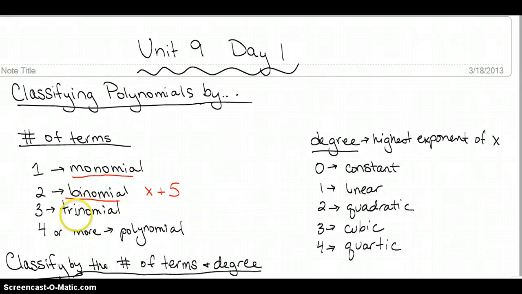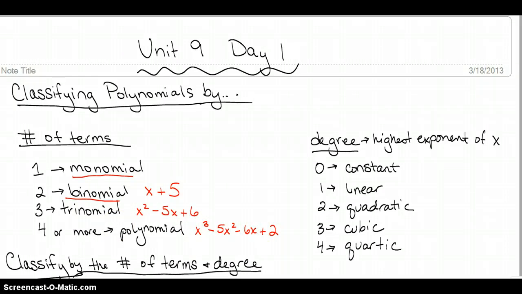Trinomial is where you're going to have three terms. Tricycle has three wheels, trinomial has three terms. So something like x squared minus 5x plus 6. That would be an example of a trinomial. And then 4 or more is just going to be known as a polynomial. Poly means many. So it would be something like x cubed minus 5x squared minus 6x plus 2. You have 4 different terms being added or subtracted together.